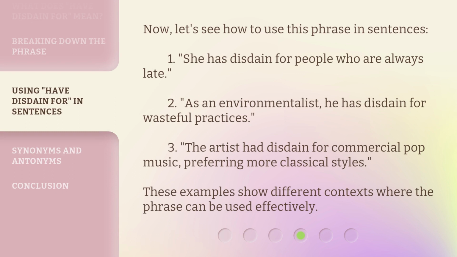Now, let's see how to use this phrase in sentences. 1. She has disdain for people who are always late. 2. As an environmentalist, he has disdain for wasteful practices. 3. The artist had disdain for commercial pop music, preferring more classical styles. These examples show different contexts where the phrase can be used effectively.